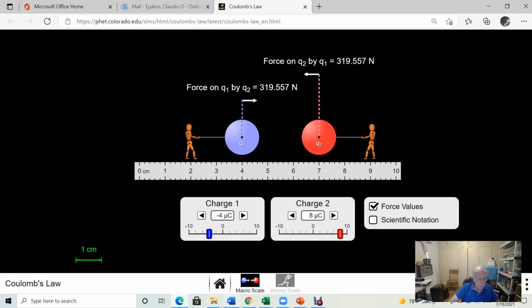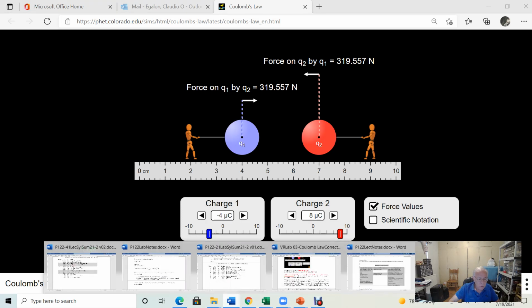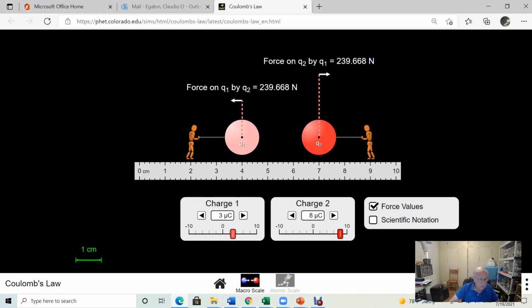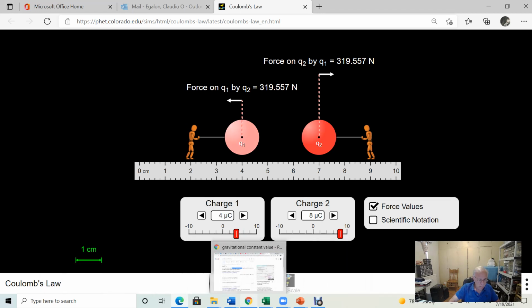So let's go ahead and set the values according to the notes, right? This one should be plus, plus, right? Plus 4 microcoulombs. Yeah, someone is asking a question?